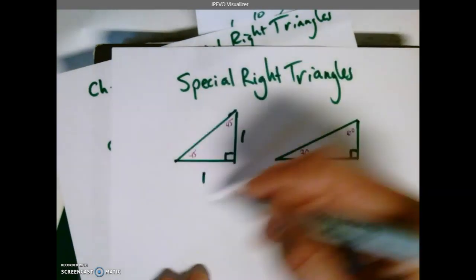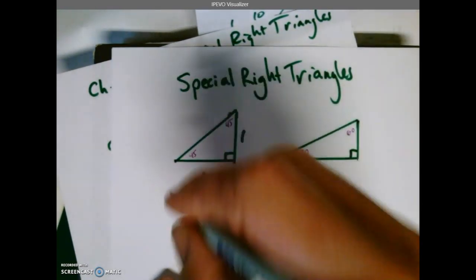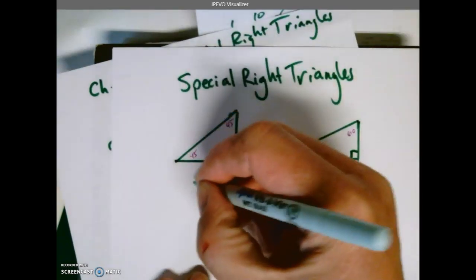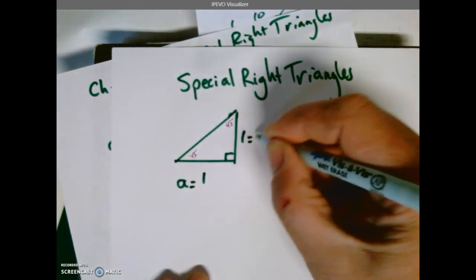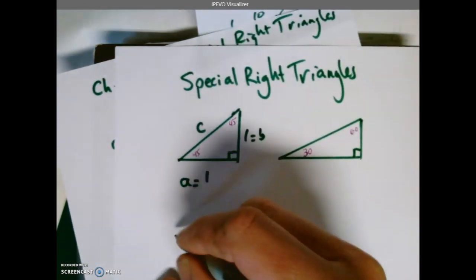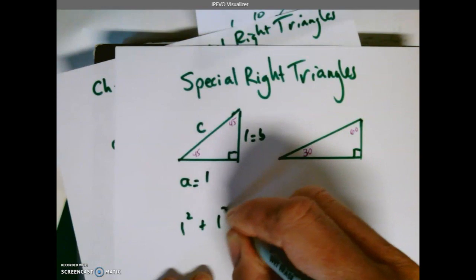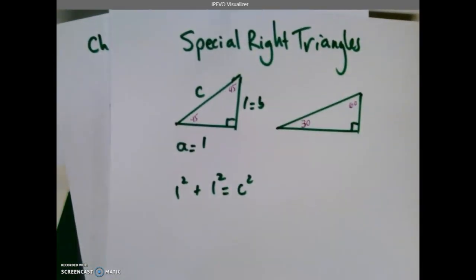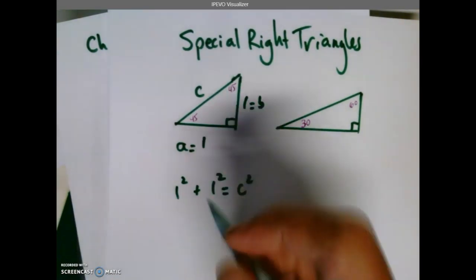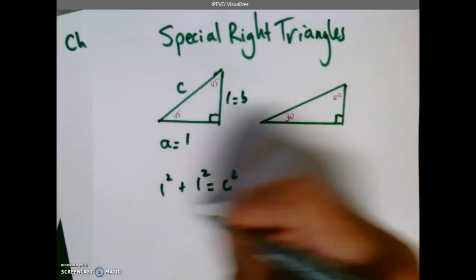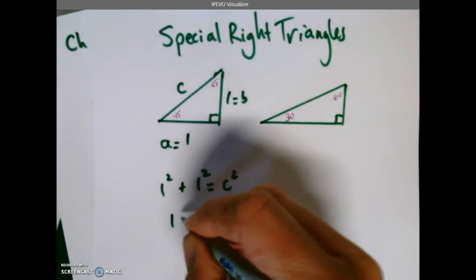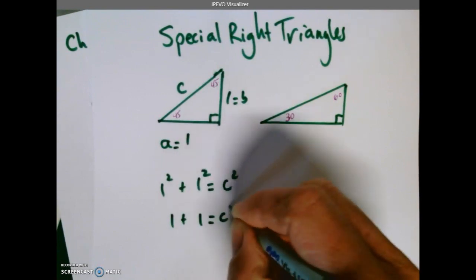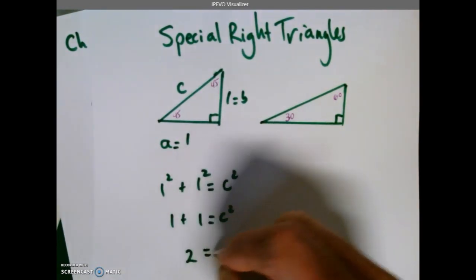Well, if this is a right triangle, and it is, then the Pythagorean Theorem works. We can call this A, this B, and this C. We can say 1 squared plus 1 squared equals C squared. We've seen the Pythagorean Theorem now. 1 squared is 1, plus 1 squared is 1, equals C squared. That's 2 equals C squared.